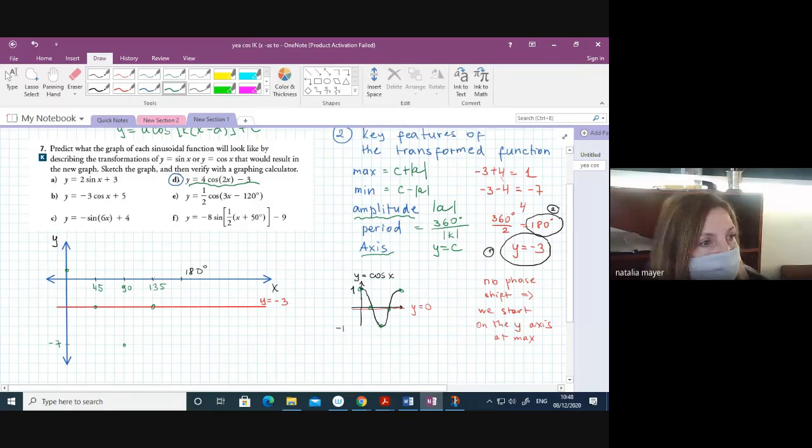And how do I end my pattern? What's the last point? It's going to be 180, absolutely, because the last point for cosine is also a maximum. So maximum, axis, minimum, axis, maximum. And now you're ready to sketch.